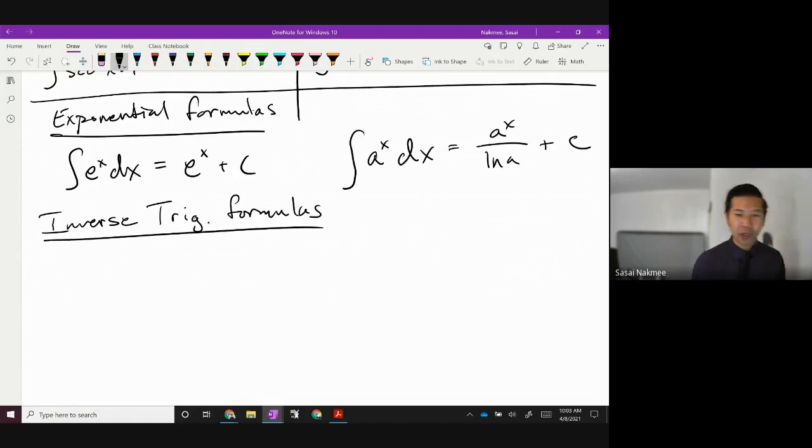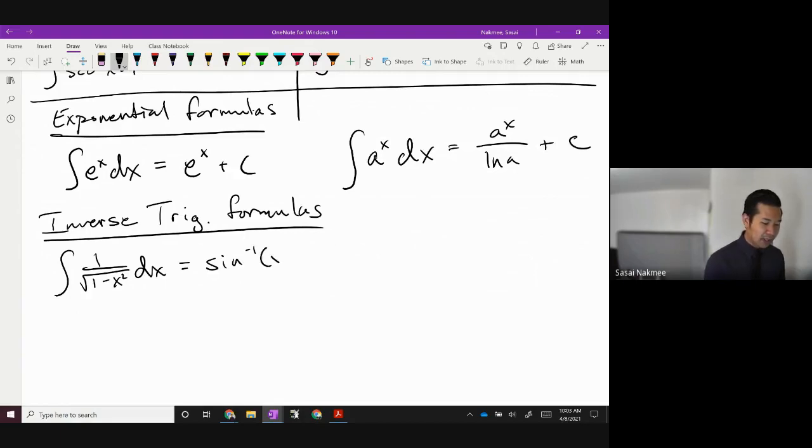There's 6 inverse trig functions that we did derivatives for. For the antiderivatives, you're really only going to need 2 of them. There are 6 of them, but honestly, most of the time, they're going to be of this form. The first one up is the integral of 1 over the square root of 1 minus x squared dx, which is the inverse sine of x, one that you need to know, plus c.